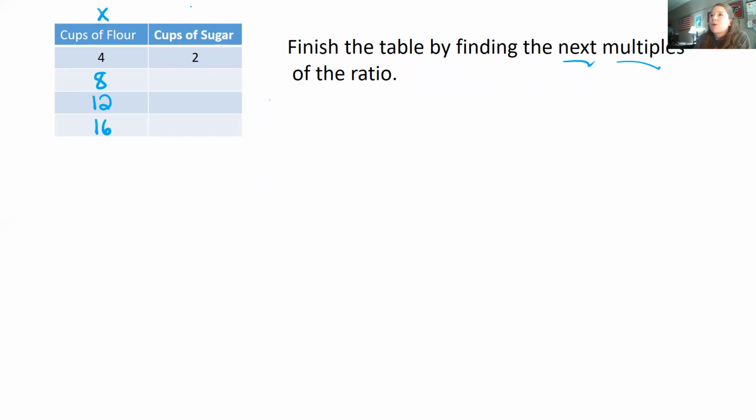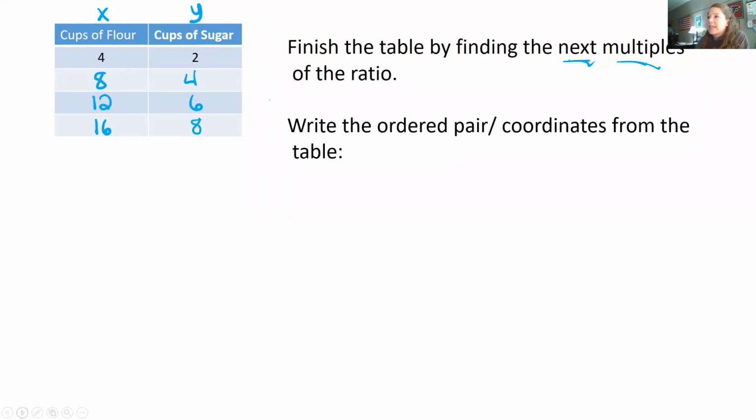And then this is going to be our Y coordinates. So if our first quantity is 2, we're going to go up by the next multiple. 2 times 2 is 4, 2 times 3 is 6, and 2 times 4 is 8. All right, so we have just completed this table by finding the next multiples.